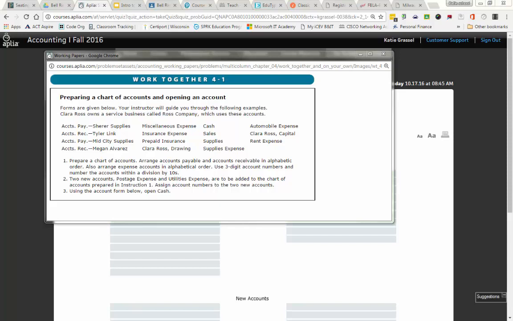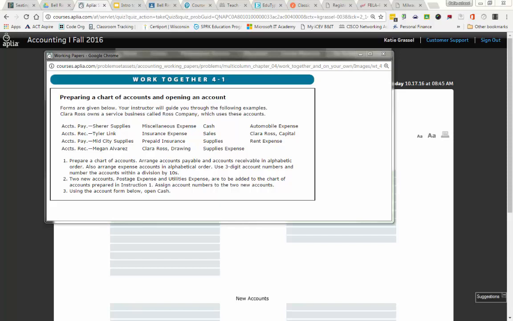Instruction number 1 reads, prepare a chart of accounts. Arrange accounts payable and accounts receivable in alphabetical order. Also arrange expense accounts in alphabetical order. Use a 3-digit account number and within the divisions by tens. So I will explain what that means.